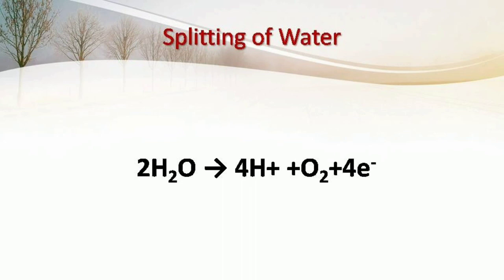So the splitting of water is associated with photosystem 2, where water is split into protons, oxygen and electrons. In the equation, see the hydrogen, oxygen and the electrons. These are split from the water.